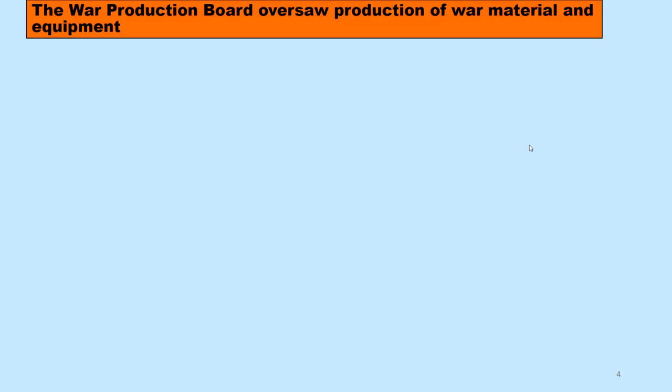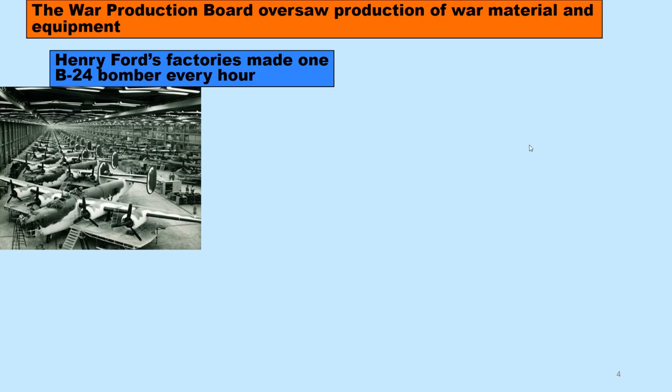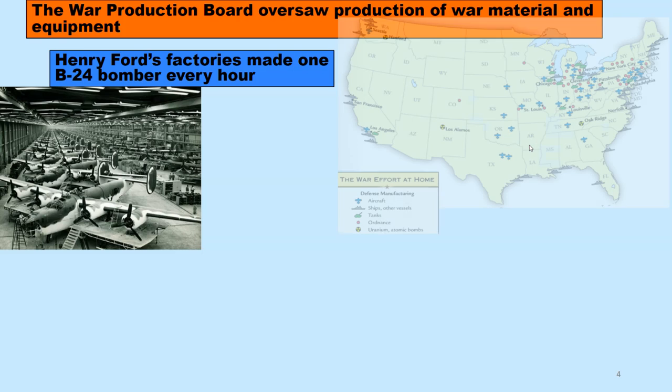So the War Production Board is much like the War Industries Board. The same thing. They're going to oversee the production of war material. Henry Ford's factories are going to produce, with mass production and the assembly line, one B-24 bomber every single hour of the day. During this time period, they have completely switched. They are not making cars at all. They are only making B-24 bombers. This is part of that total war that happens during World War II.